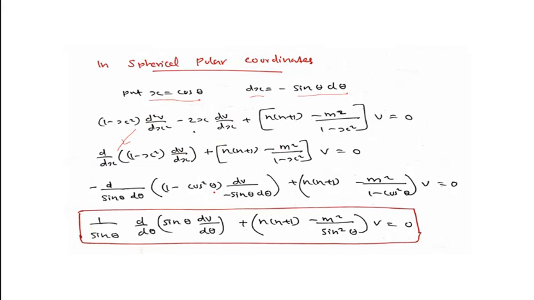dx and also x. Now if you rewrite this equation, you get 1 by sin theta d by d theta sin theta into dv by d theta plus n into n plus 1 minus m square by sin square theta into v is equal to 0. So this is the associate Legendre equation in spherical polar coordinate system.